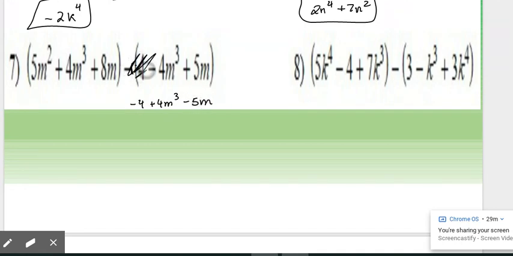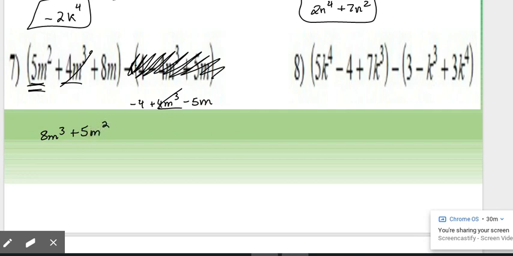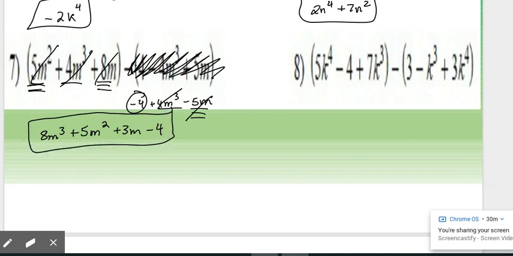I don't need this anymore. And then we organize. My m to the thirds, 4 plus 4 is 8. That is the only m squared, so drop it like it's hot. My m's, 8m plus -5m is 3m. And then don't forget about this -4. Drop it like it's hot. And that would be my final answer.